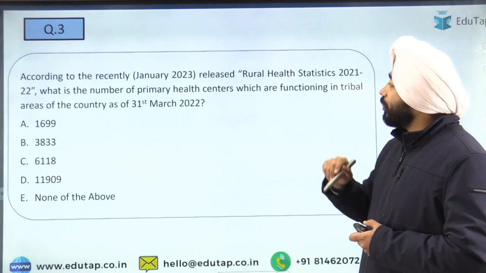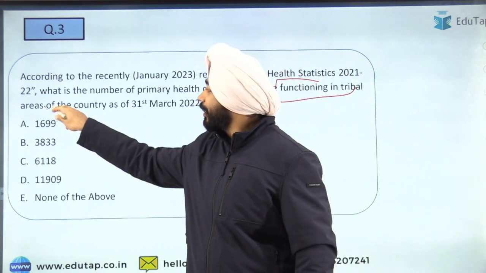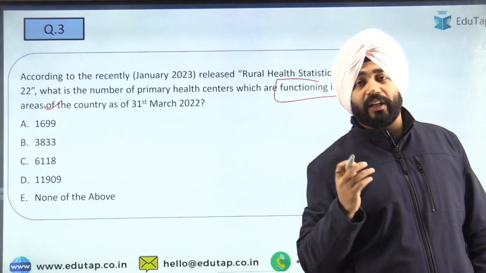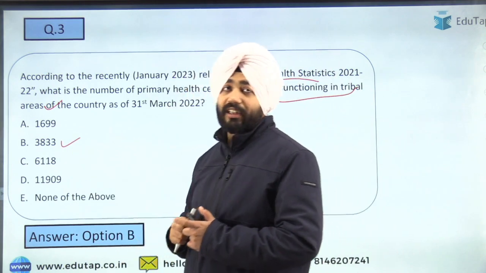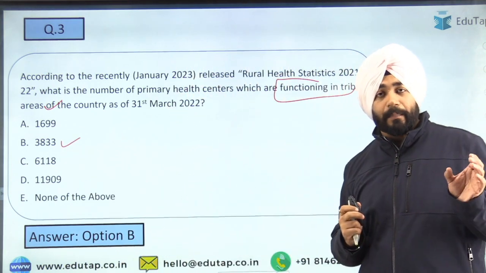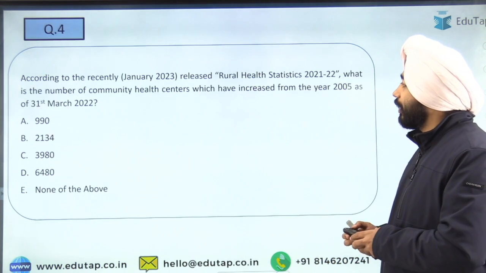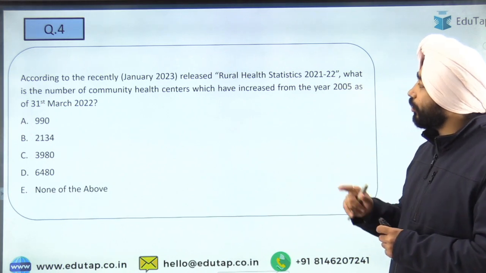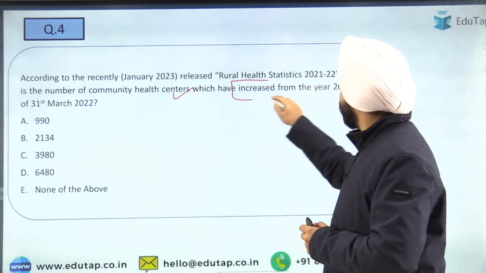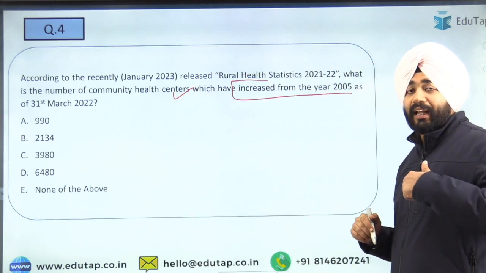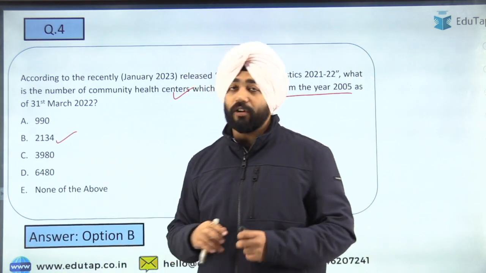Then, according to the recent list, what is the number of primary health centers which are functioning in tribal areas? I have discussed with you that the tribal areas thing is very important in this report. The answer we know is option B, that is 3,833. Simple to remember, 3833. That is for tribal area. Then the last question is, according to the recently released report, how many community health centers have increased from the year 2005? The answer is option B. It is 2,134.